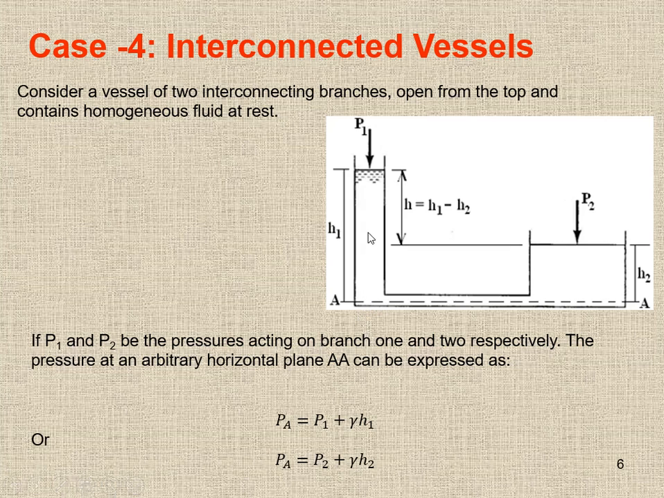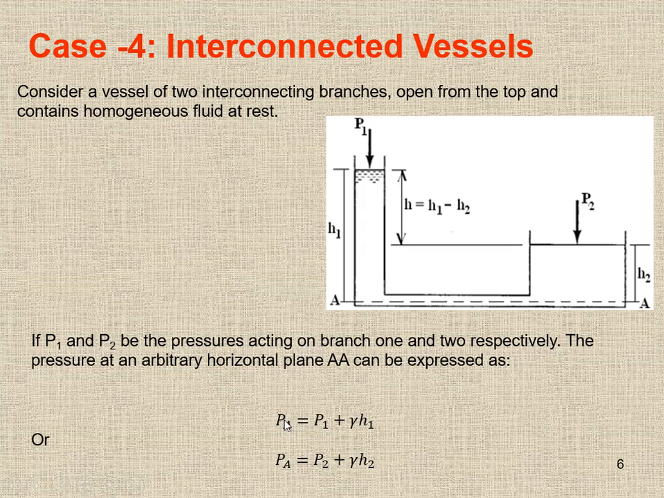PA is equal to P1 plus gamma H1, because P1 is the pressure exerted on the top. Similarly, if you want to calculate the pressure at this point, PA is equal to this pressure plus the pressure exerted by the fluid. So here it is P2 plus gamma times the height of the fluid, which is gamma H2.